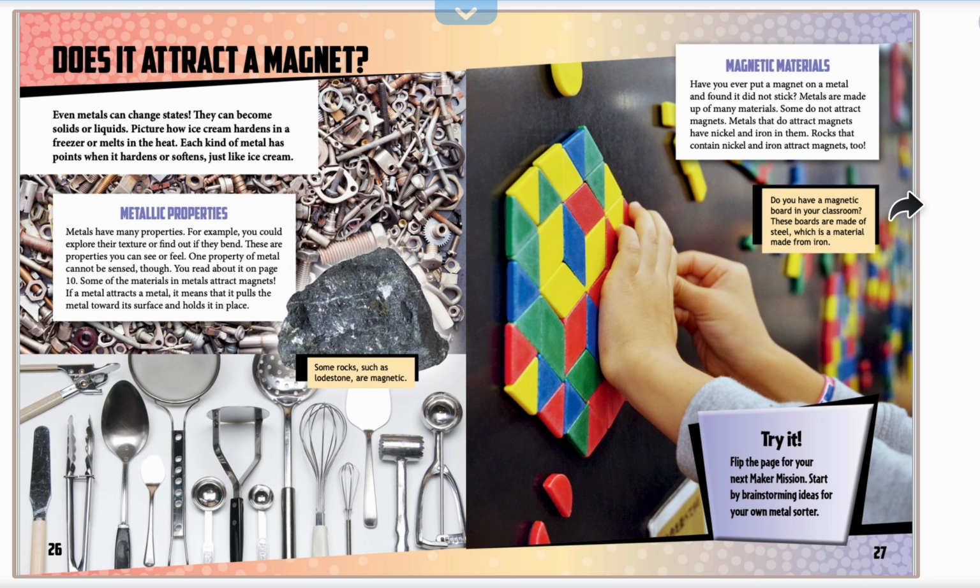Metals have many properties. For example, you could explore their texture or find out if they bend. These are properties you can see or feel. One property of metal cannot be sensed, though. You can read about it on page 10. Some of the materials in metals attract magnets. If a metal attracts a magnet, it means that it pulls the metal toward the surface and holds it in place.